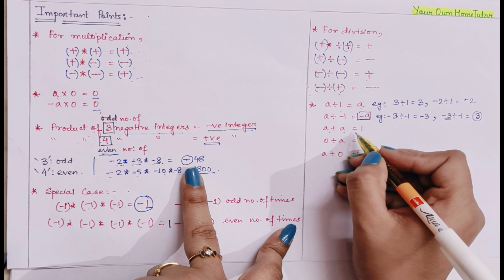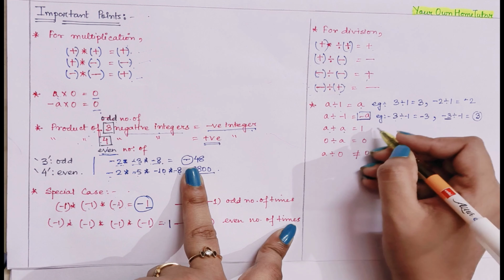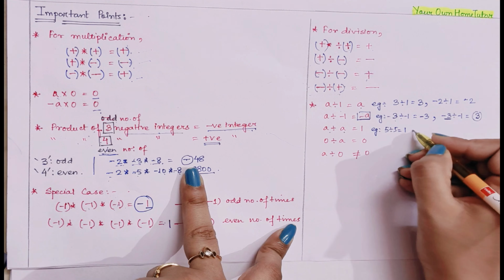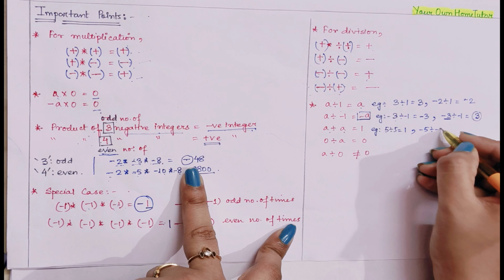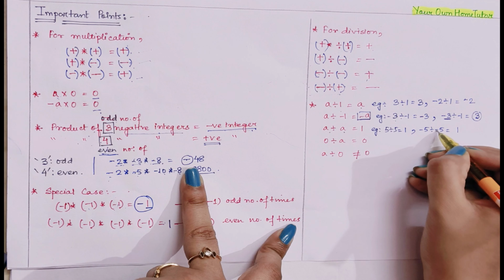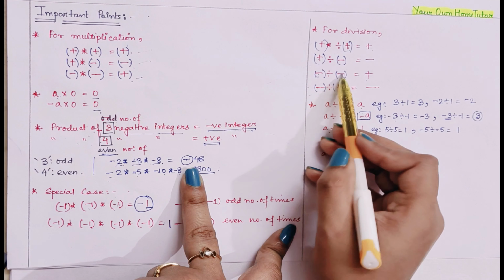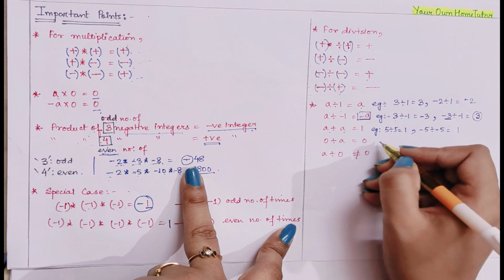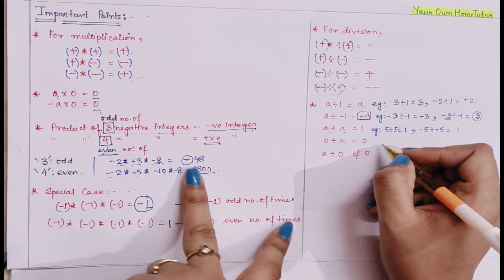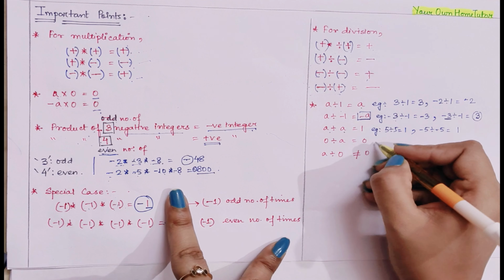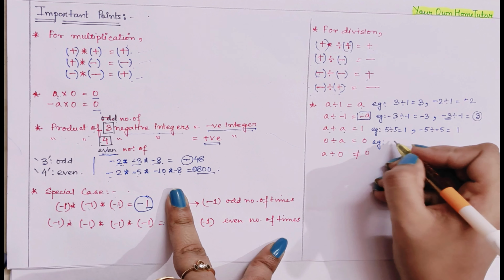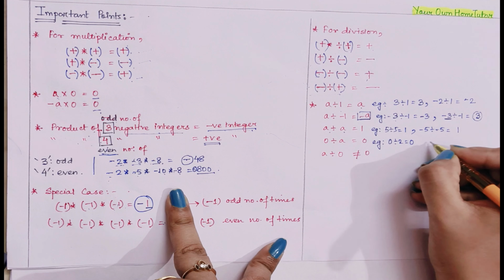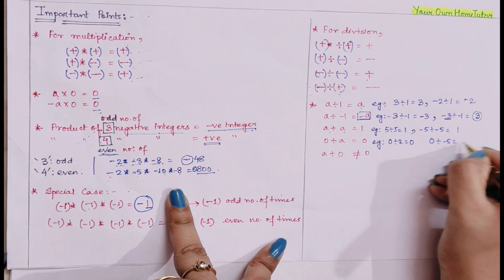Any integer divided by itself will give me 1. For example, if I divide 5 with 5, I will get 1. If I divide minus 5 with minus 5, I will also get 1. Two negative integers when divided give me a positive sign and the number. When 0 is divided by any number, it gives 0 as the answer. For example, if I divide 0 with 2, I will get 0. 0 with minus 5, I will get 0.